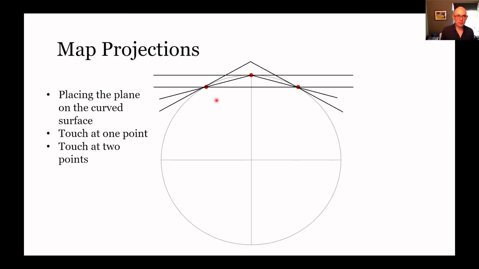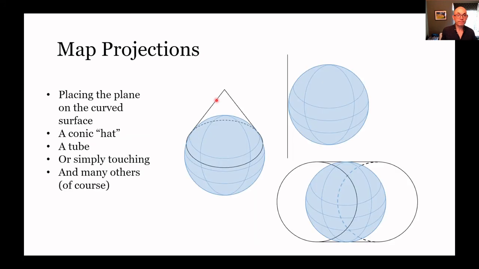All of these are possible. As I said, not one of them is better than the other. It just depends on what you want to do, on what you want to focus on. What is the purpose of your map? That will determine which method you choose.